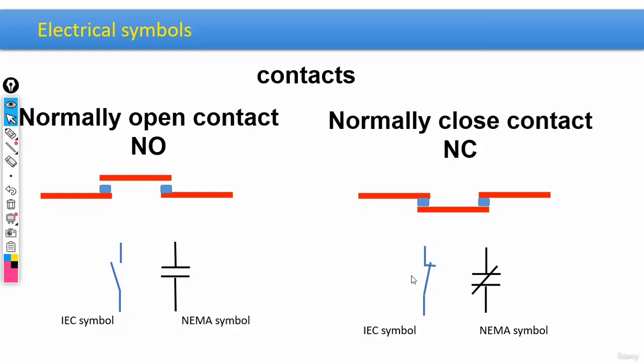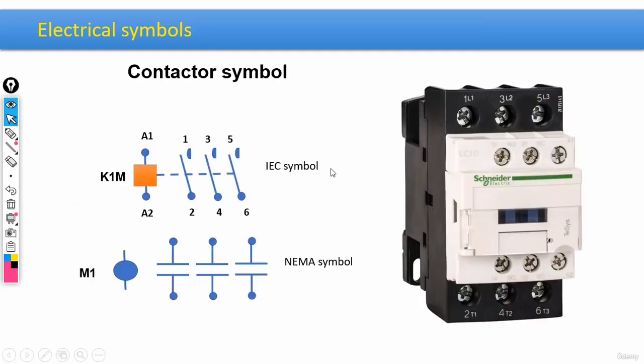Okay, let's move on to the next slide. Okay, here we can see two symbols for the contactors, IEC and NEMA, obviously. Then this would be the bobbin of the contactor, and it is usually specified with K1M, K2M, K3M, and so on. Now we have two terminals set on both sides of the bobbin, specified by A1 and A2, as you can see. One side would be connected to phase, the other one to null.